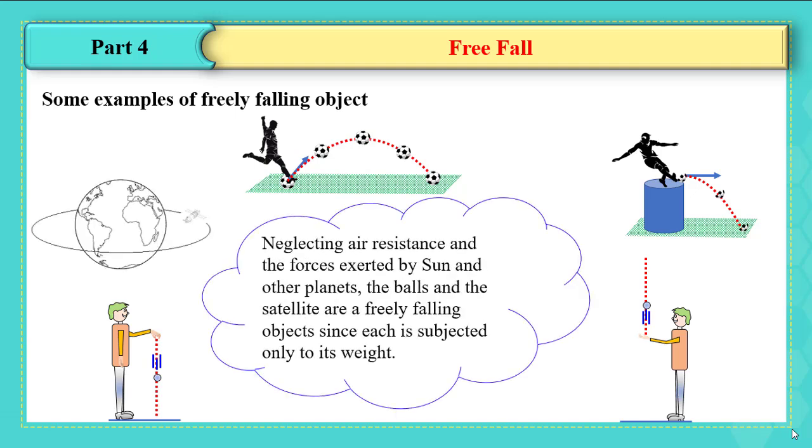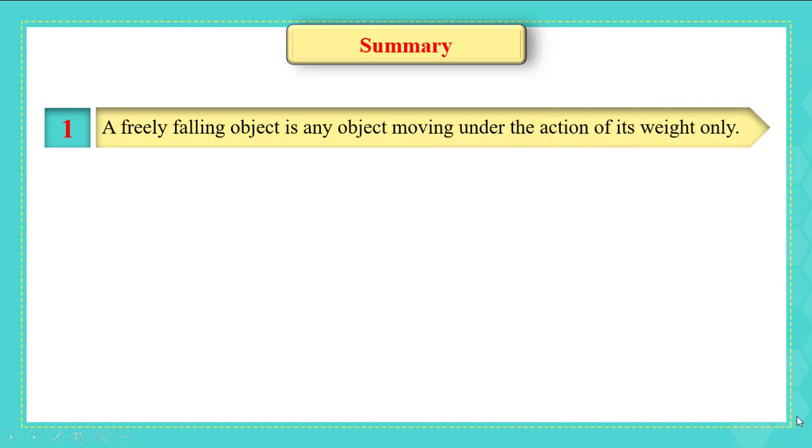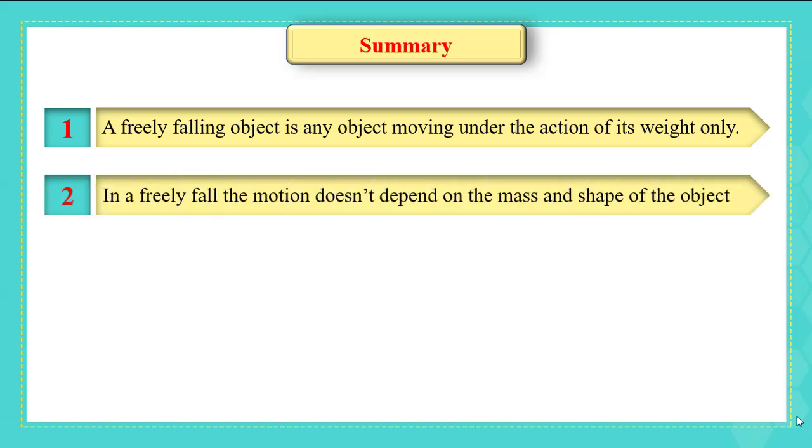Neglecting air resistance and the forces exerted by the Sun and other planets, the balls and the satellite are freely falling objects since each is subjected only to its weight. In this lesson, we are going to talk about all these cases except the motion of the satellite. To sum up, in this video, we have mentioned that a free-falling object is any object moving under the action of its weight only, and a free fall motion doesn't depend on the mass and the shape of the object.